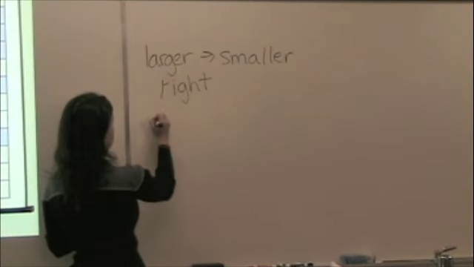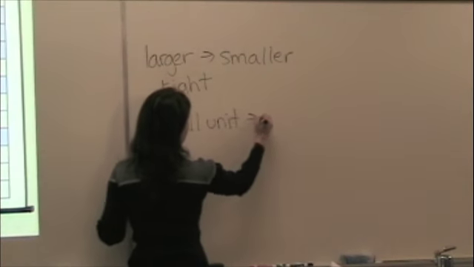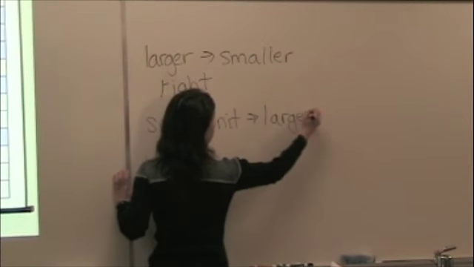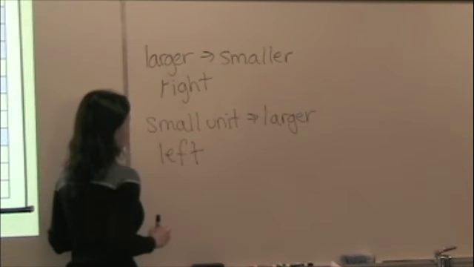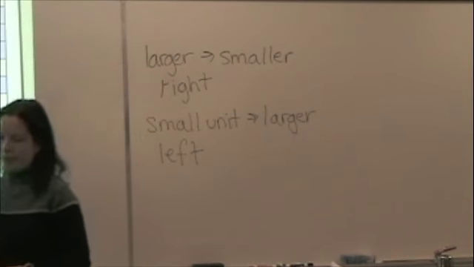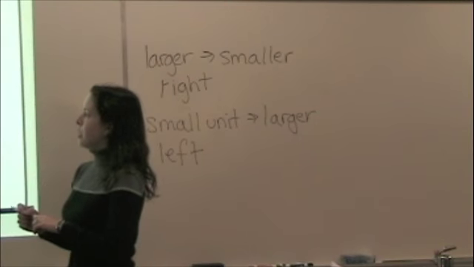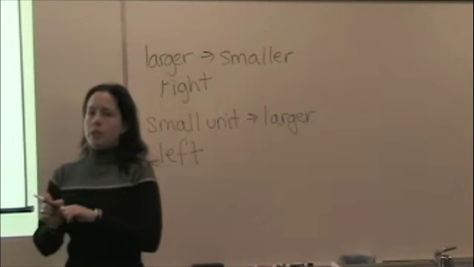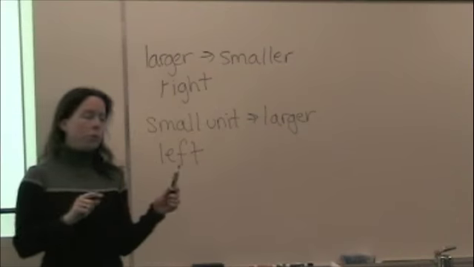The opposite is true if I'm going from a small unit to a larger one. I'm going to shift the decimal point to the left. So let's go through some examples and I'll show you how this works. Okay, here's our first example. 17.4 meters equals how many centimeters? So let's put it on the board and we'll work through this one.